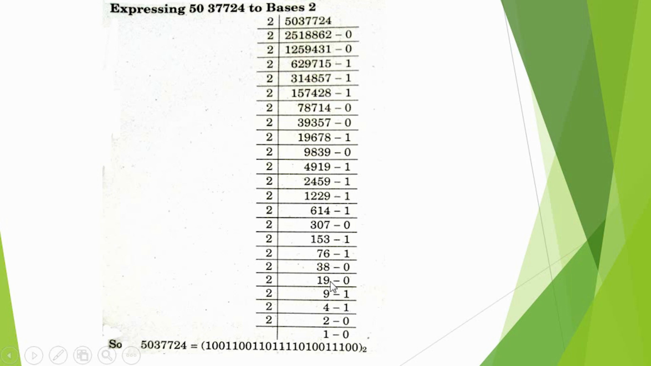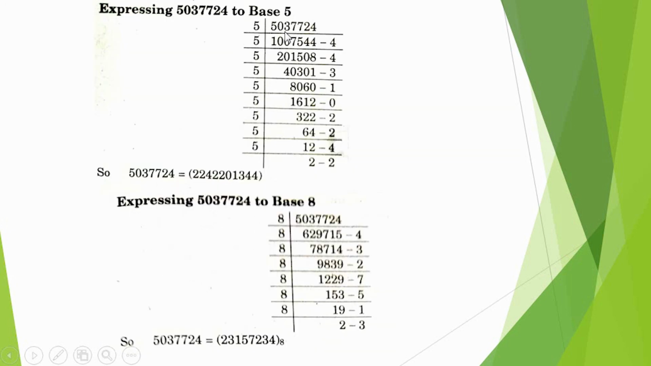2 1s are 2, 2 9s are 18, 0 becomes carry. 2 9s are 18, 1 carry. 2 4s are 8, 1 carry. 2 2s are 4, 0 carry. 2 1s are 2. Now we write these numbers in binary number. We start here and end here.